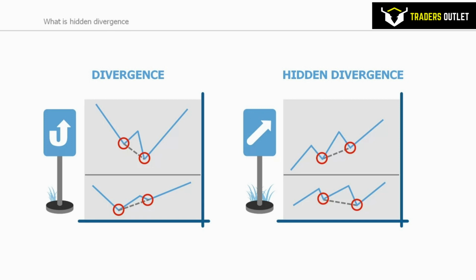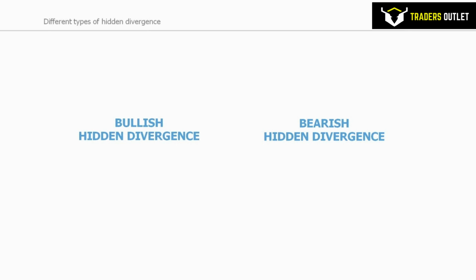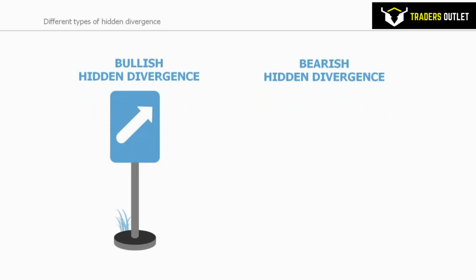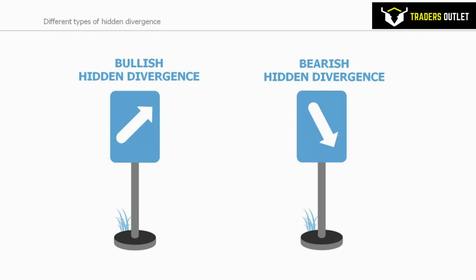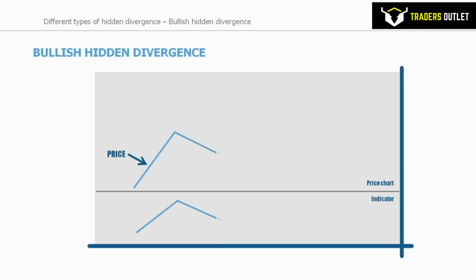Hidden divergence works much in the same way as standard divergence in that it compares price action on the main chart to the movement of the indicator. The two types of hidden divergence found are called bullish hidden divergence and bearish hidden divergence. In this example, we will look at bullish hidden divergence.